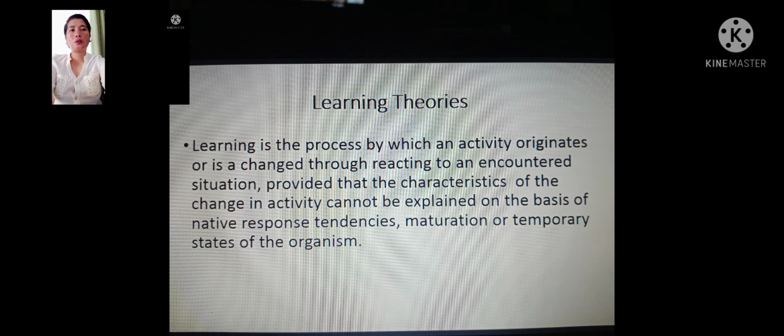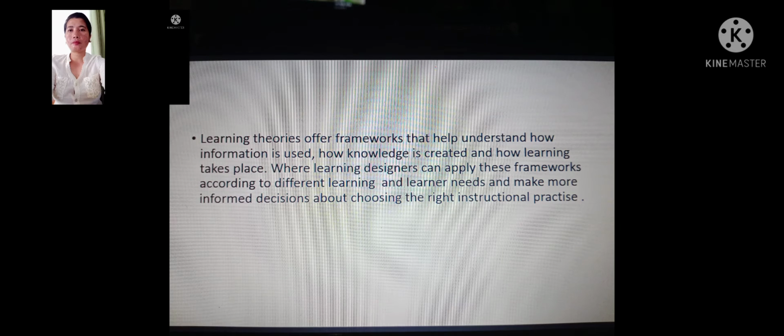So first, what is learning? Learning is the process by which an activity originates or is changed through reacting to an encountered situation, provided that the characteristic of the change in activity cannot be explained on the basis of native response tendency, maturation, or temporary state of the organism.